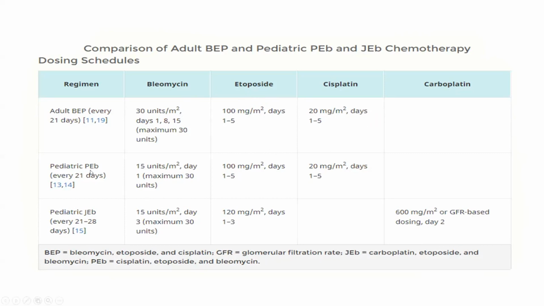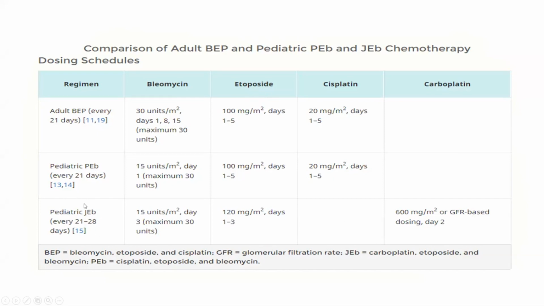For pediatric chemotherapy regimen, PEB, which is also given every 21 days, etoposide and cisplatin regimen remains the same, but dose of bleomycin is less. It is 15 units per meter square, and that too it is given only on day 1, unlike day 1, 8, and 15 in adults. And if we replace cisplatin with carboplatin, then the dose schedule is a little different.